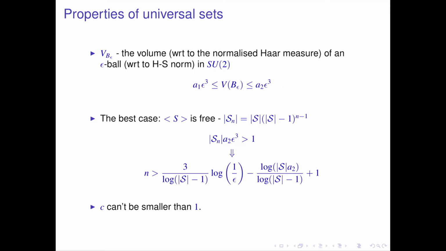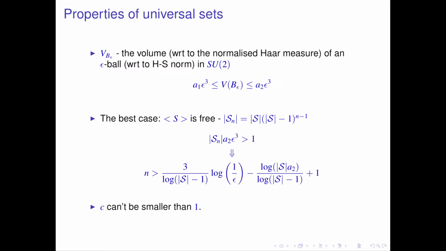Now SU2 is a three-dimensional group. The volume of a ball in three dimensions, if we were in the space R3, would be 4 pi over 3 times r to the power of 3. The only difference here is that there will be some epsilon to the power of 3, but with some constants. So I can always bound the volume of a ball of radius epsilon from above and from below by some constants which multiply epsilon to the power of 3. This is something you should agree with me on. And what is the best possible case of a universal set? It is such a set that if I look at all the elements it generates in this group, there are no relations between those elements.